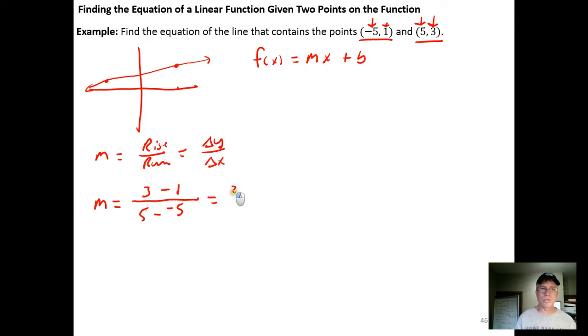3 minus 1 is 2. I have a double negation, so it's really 5 plus 5. So we get 2 over 10, which is a fifth, and there's the slope of the line.